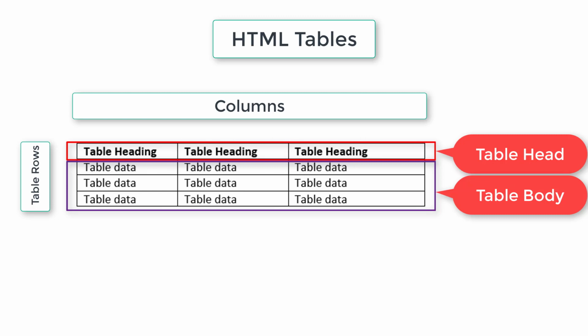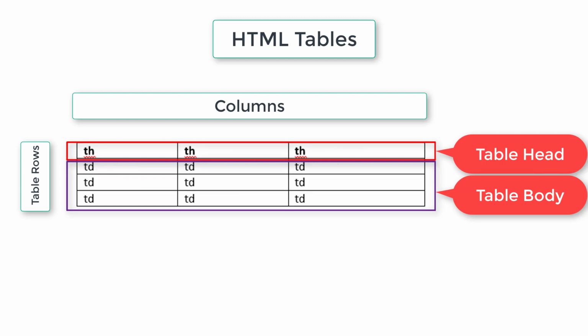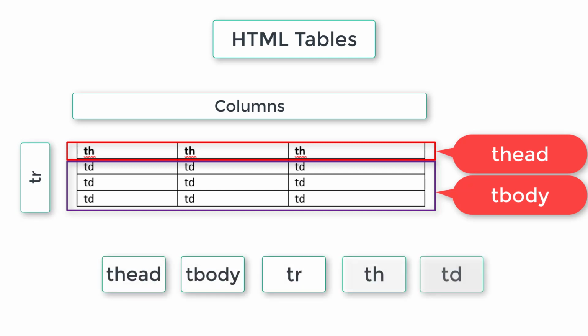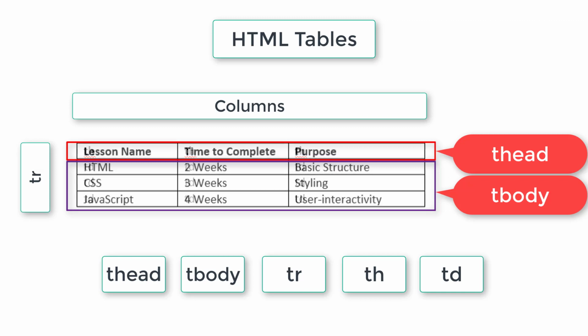Instead of table heading, let's use the short form TH, and instead of table data, let's use the short form TD. Short form for table header is T-head and short form for table body is T-body. Instead of table row, let's call it TR from now on. These short forms are actually the tags we're going to use to create exactly this table.